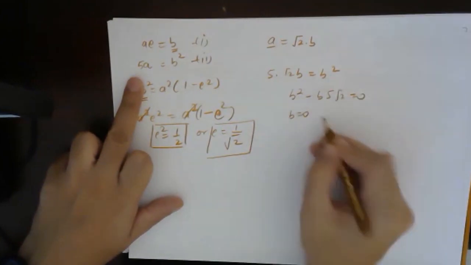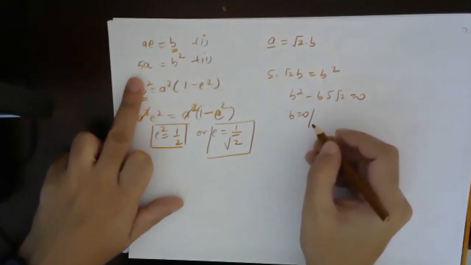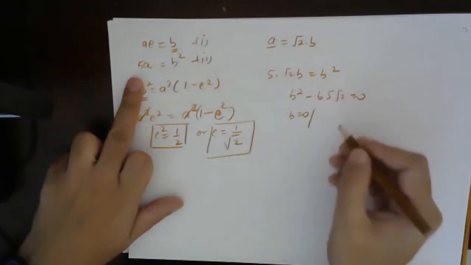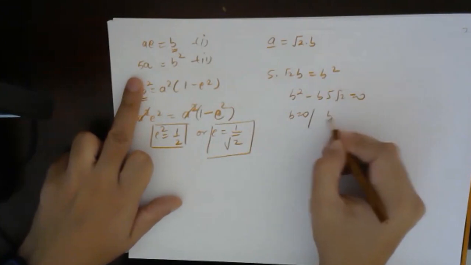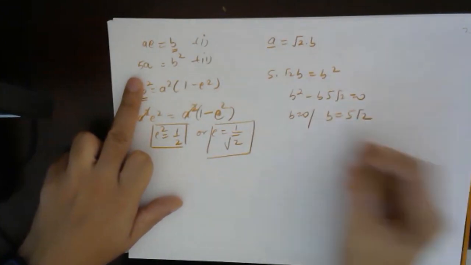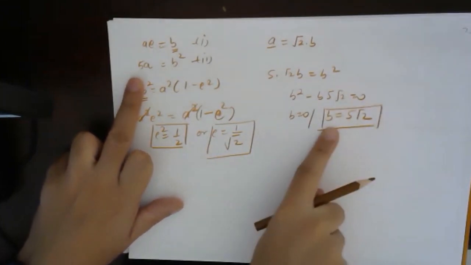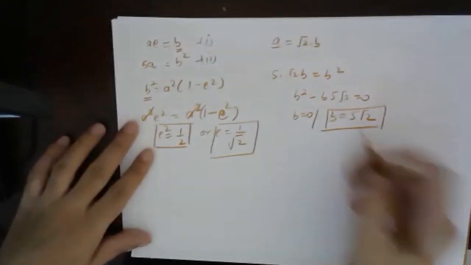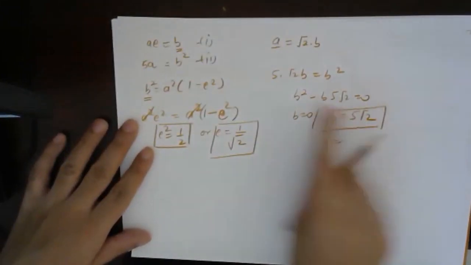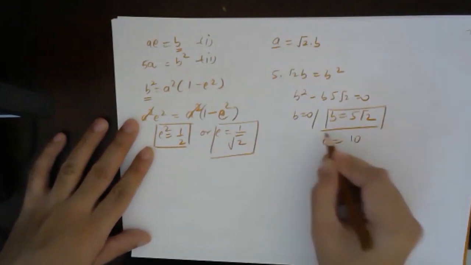So either b is equal to 0, which is not possible because this is an ellipse. Another one is b is equal to 5 root 2. Okay, so if you have b, you have the value of a also. So 5 root 2 is b, and a is equal to root 2 into b, so a is equal to 10.